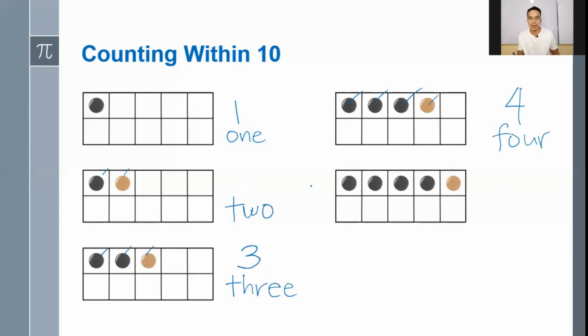Next, we have how many counters now? Let's count. 1, 2, 3, 4, 5. Again, 1, 2, 3, 4, and 5. There are 5 counters, and how you're going to write number 5? This is how you're going to do it. And to spell out the word 5, we have F, I, V, and E. We already discussed this a while ago, right?